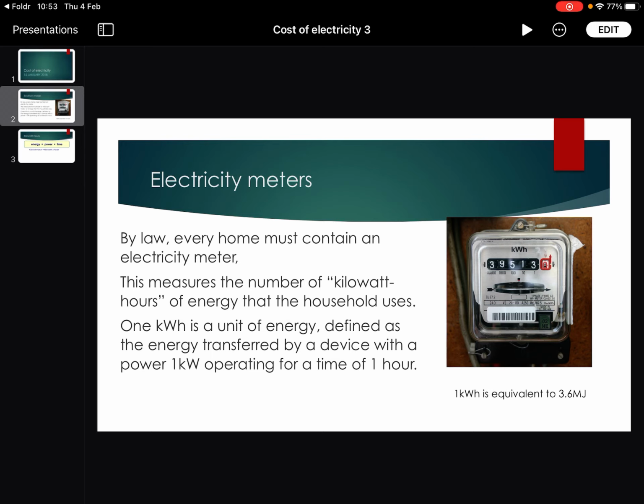1 kilowatt hour is a unit of energy defined as the energy transferred by a device with a power of 1 kilowatt operating for a time of 1 hour. It is equivalent to 3.6 megajoules, or 3.6 million joules. That's what I meant: if we were dealing in joules, we'd be looking at millions, and no one wants to do that. So instead of using watts for power, we're going to be using kilowatts, and we're going to be measuring all time in hours.